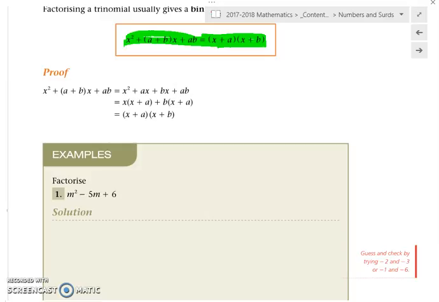Now, if you have a look at this rule bit up here in the box that I've already highlighted, you can see that when we factorise it back to a binomial, the trinomial is in the form of something squared plus a plus b times something plus ab. Okay, they're your three bits.